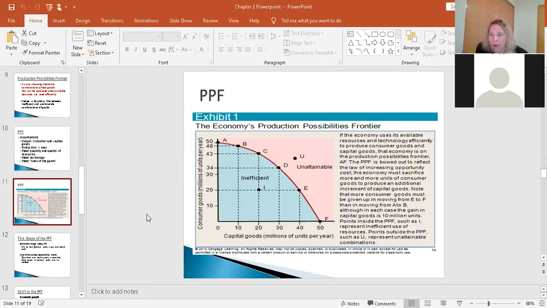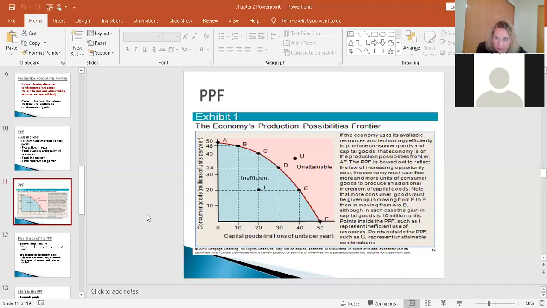So we start at A and we go to F. In order to gain the same number of additional units of capital good, we have to give up more and more and more of our consumer goods. Okay, so just hang on to that. Don't overthink it. But now let's talk about why, because this is actually the takeaway. The takeaway isn't really understanding the law of increasing opportunity costs thoroughly. This is actually the takeaway.